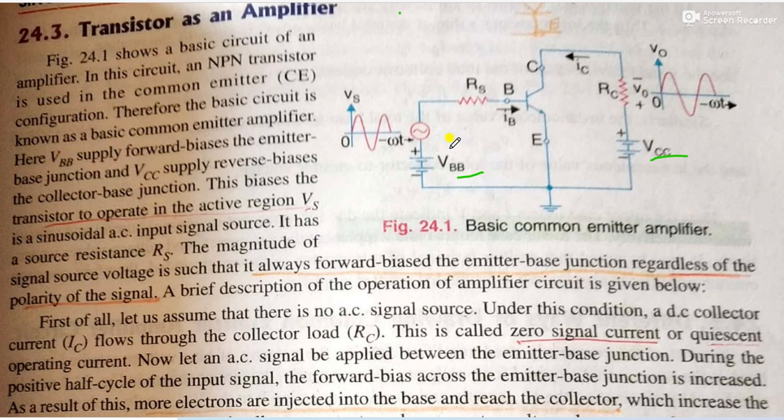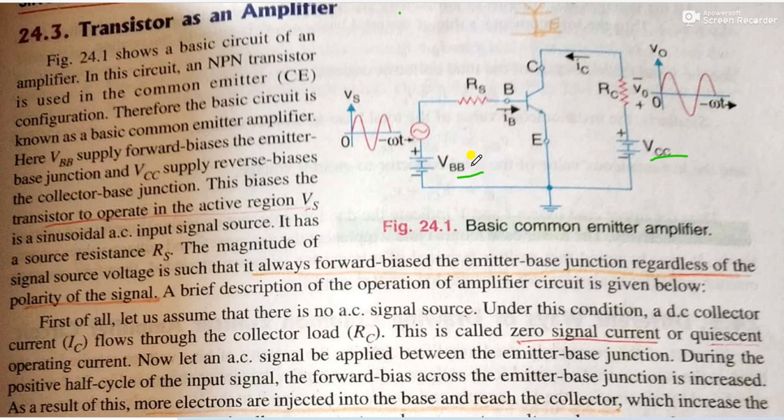The VS is the source voltage, which is sinusoidal in nature, and AC. So we call it an AC input signal, sinusoidal in nature. We apply it across the input, that is the base of the transistor. It has a source resistance called RS, which limits the appropriate quantity of current to be passed to the base.